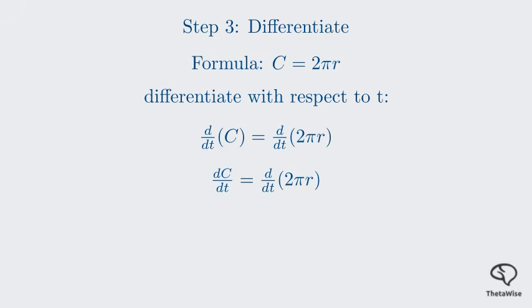For the right side, 2 and pi are constants. The derivative of 2 pi r is 2 pi times dr/dt. We must include dr/dt due to the chain rule, because r is a function of time, t. So the derivative of the right side is 2 pi times dr/dt. This gives us our final equation for related rates. dC/dt equals 2 pi times dr/dt. We have our equation relating the two rates.